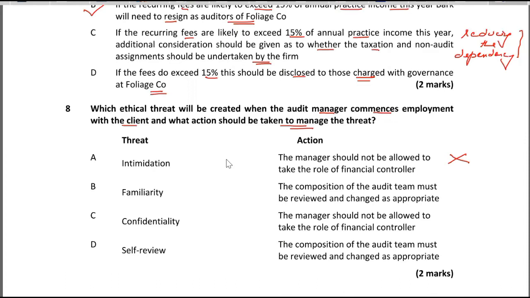Familiarity. The composition of the audit team must be reviewed and changed as appropriate. Yeah, because the current team will be too familiar, maybe friends and things like that. Confidentiality. The manager should not be allowed to take. We cannot stop them. Self-review. The composition of the audit team must be reviewed. Self-review threat. No, he's not reviewing his own work. He's not coming from the client to the firm. He's going from the firm to the client. So self-review is where this is vice versa. So yeah, B option.